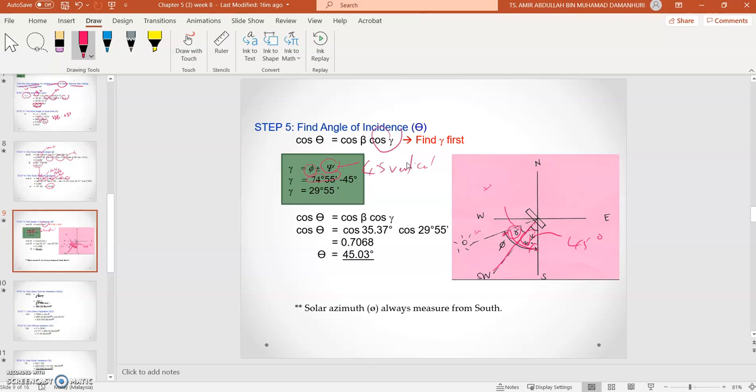So the value here will be gamma is 29 degree 45 minutes here. So the value of gamma will be put here. Cos beta is from the table, from the calculation that we calculated previously, and put here, and then we have angle of incidence is 45.08. So this is how we get from the solar azimuth to the angle of incidence.